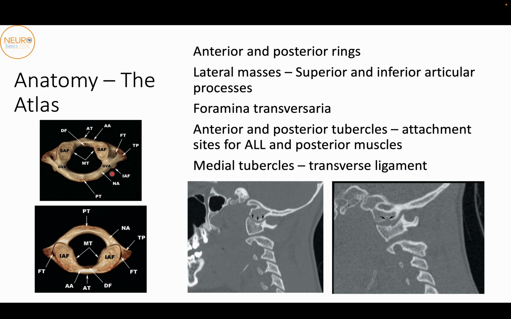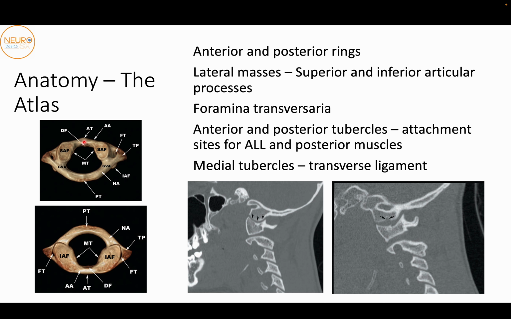The atlas is literally the most different vertebra that exists in the entire spinal column. So it does not have a body. It has two rings, the anterior and the posterior ring. And then in the center of the rings on both sides, you have the lateral masses. The lateral masses give rise to a superior and inferior articular process. On either side of the articular processes, you have the transverse foramina present over here.